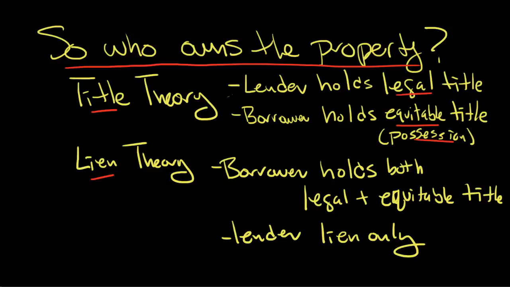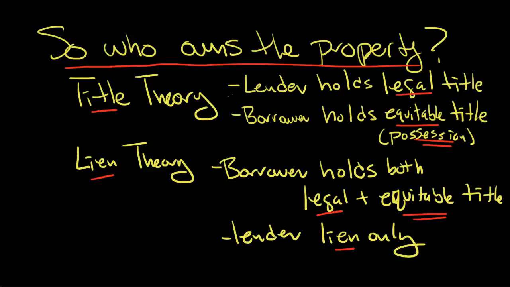So the next one is lien theory, where the borrower has legal title and equitable title. In this case, the lender just has a lien against the property. Now, notice that in both cases, this is very important, the homeowner has the equitable title. That of course means that the bank can't show up and have a barbecue in your backyard or sleep in your spare bedroom or use your kitchen because they don't have possession.